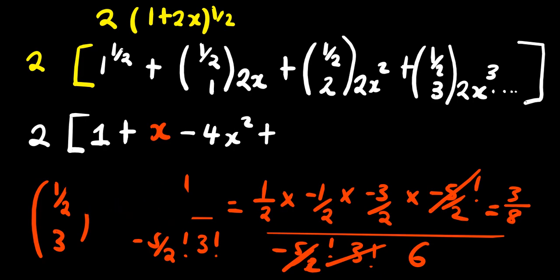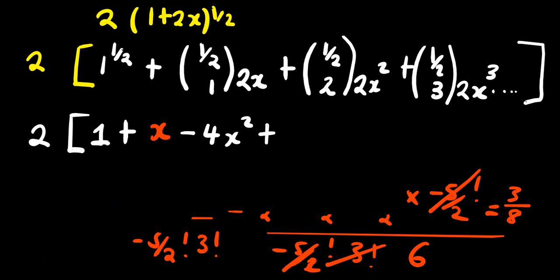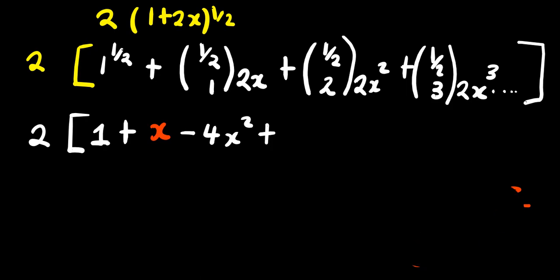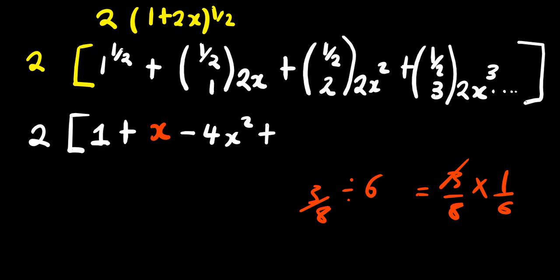So we've got 3 over 8 dividing by 6. So this would be the same as 3 over 8 times 1 over 6. So the 3 can divide the 6, that is a 2. So on top I'm going to have 1 over 16. So that's what we're going to have there.